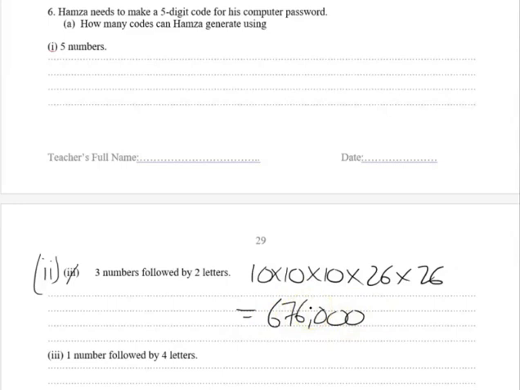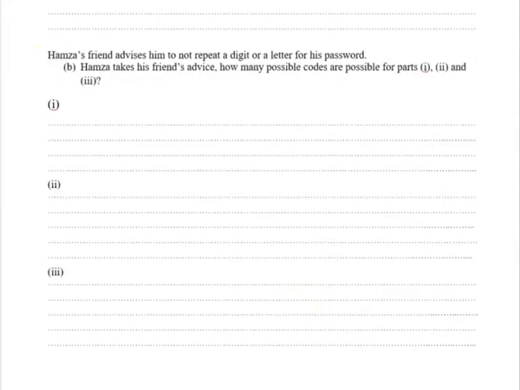Now we're going to do its counterpart question in part B. Now Hamza's friend advises him not to repeat a digit or a letter. So how would you do part 2 for question B? Now remember, we have 3 numbers and 2 letters. Now the first number that we're going to be selecting is going to be from 10 possible digits. Then we have 9, and then we have 8, as we are not repeating any of the digits.